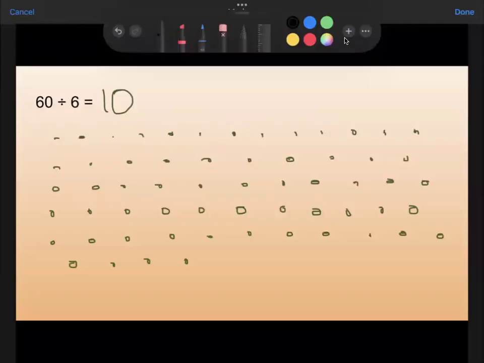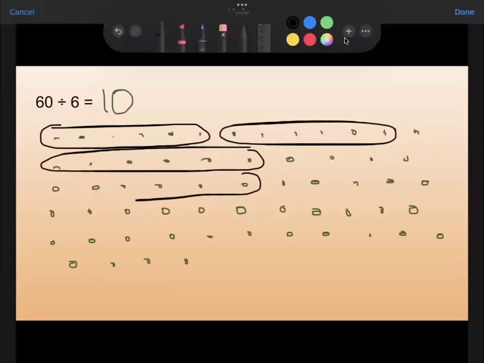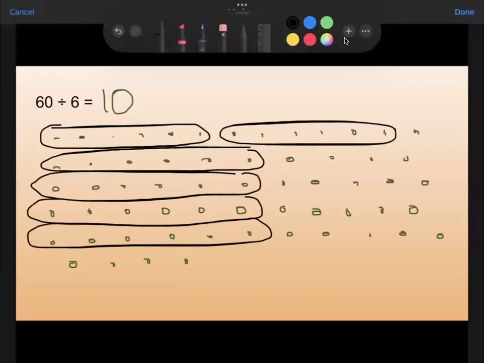Let's try that again. 1, 2, 3, 4, 5, 6. Here's another 6. Another group of 6. Let's see, we'll go back over here. 1, 2, 3, 4, 5, 6. Another group of 6. 1, 2, 3, 4, 5, 6. Okay, let's see. 1, 2, 3, 4, 5, 6.